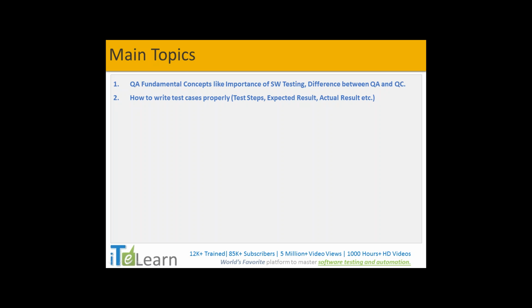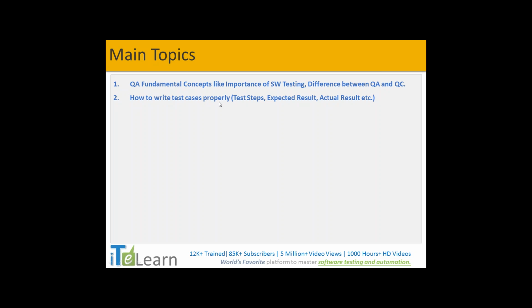Typically when you join as a QA member or test engineer, there are different designations: QA engineer, test engineer, some people call it software test engineer, some call it SDET, software development engineer in test, whatever it is. You will primarily be writing the test cases. That is your first deliverable.